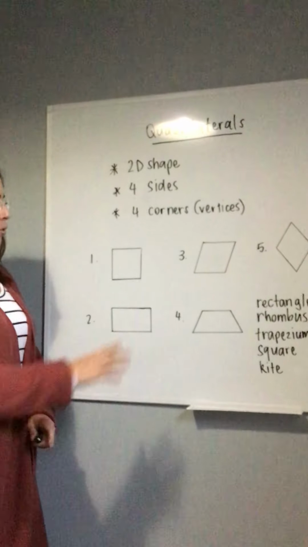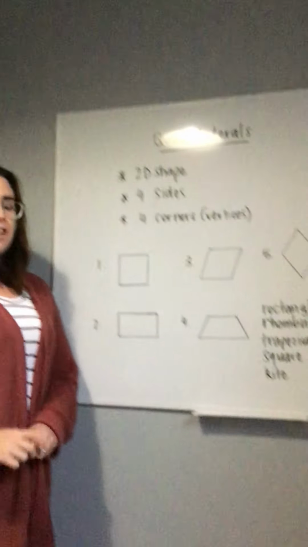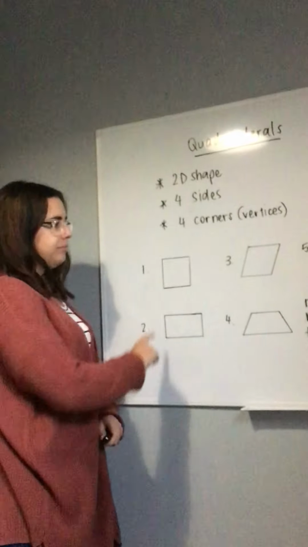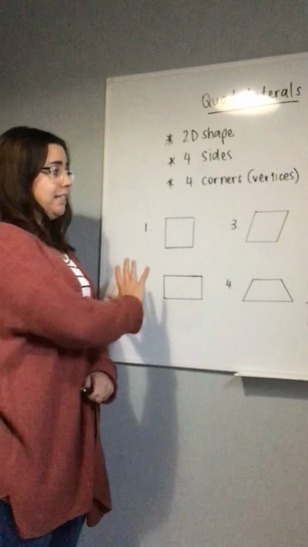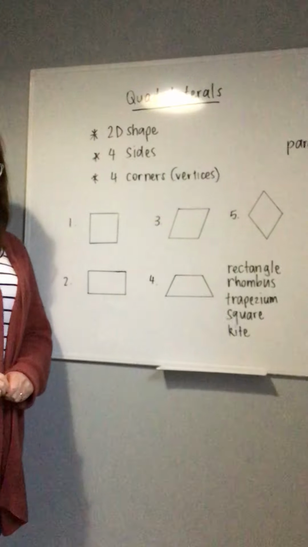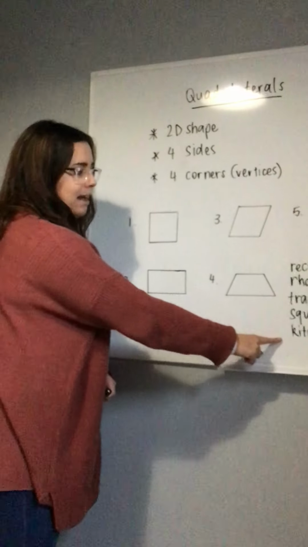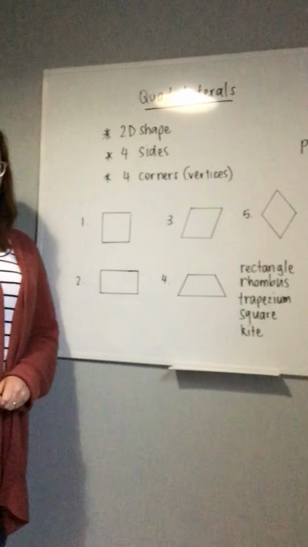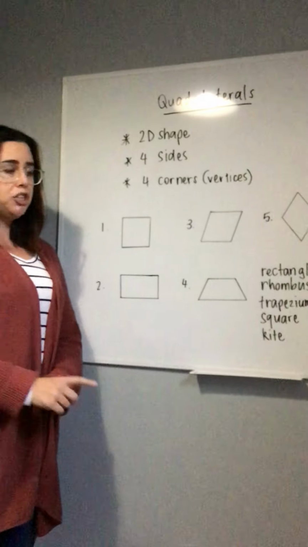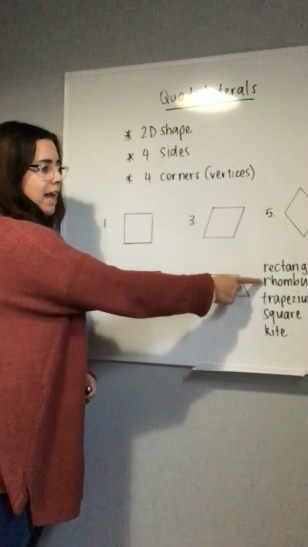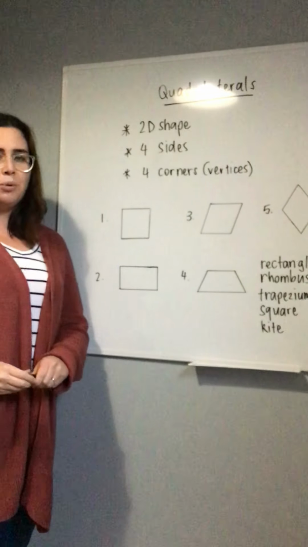So I've drawn up some quadrilaterals here and I've written a number next to them. Now what I want you to do is pause the video so you can see the pictures of the different shapes, but also the names down here. And on your piece of paper, all I want you to do is write 1 to 5 down the page, and I want you to write down what shape you think it is. So pause your video now.